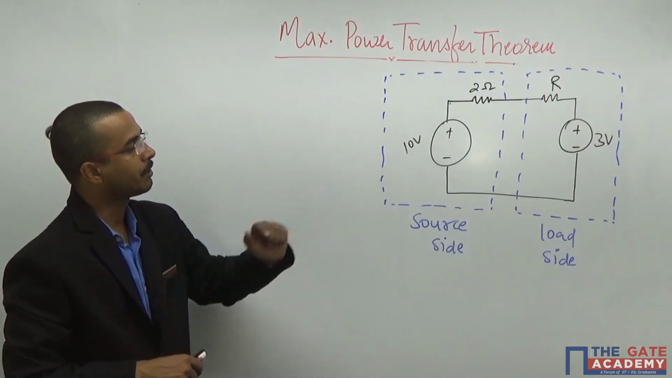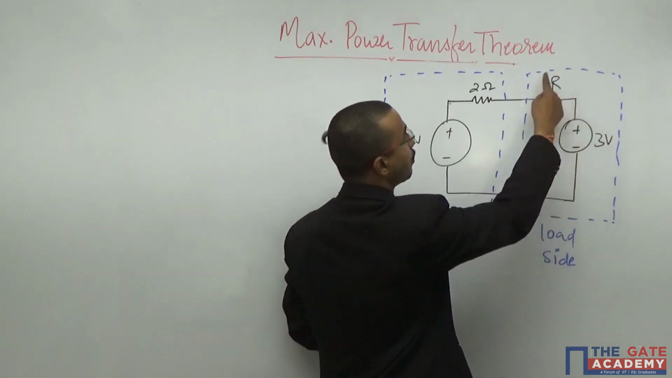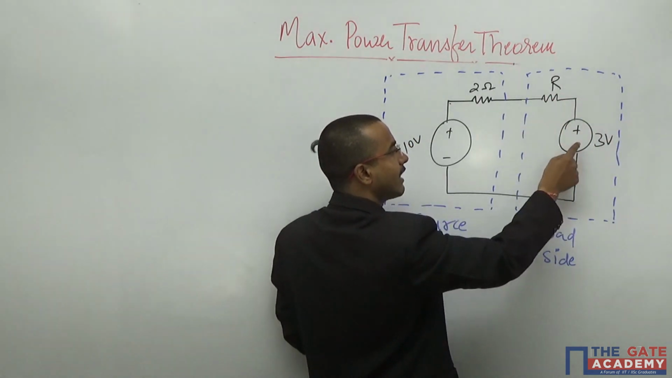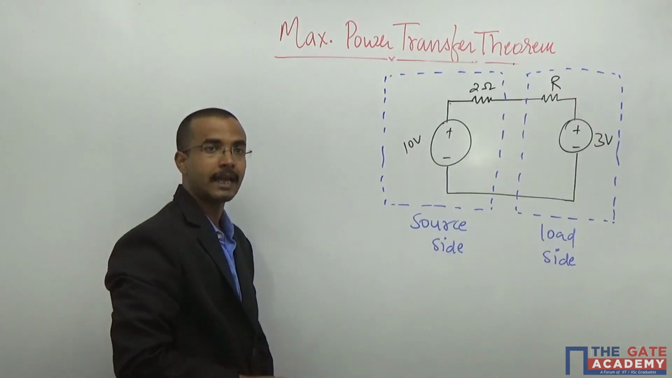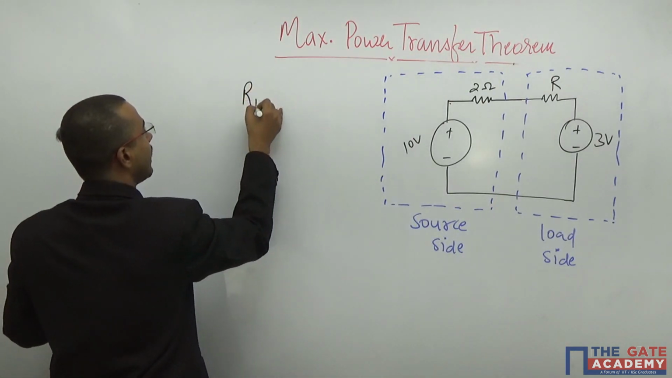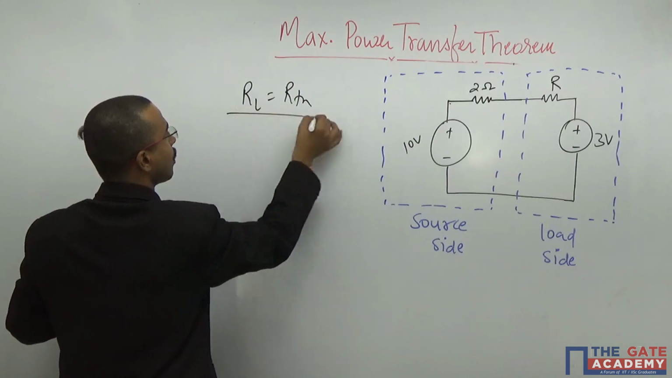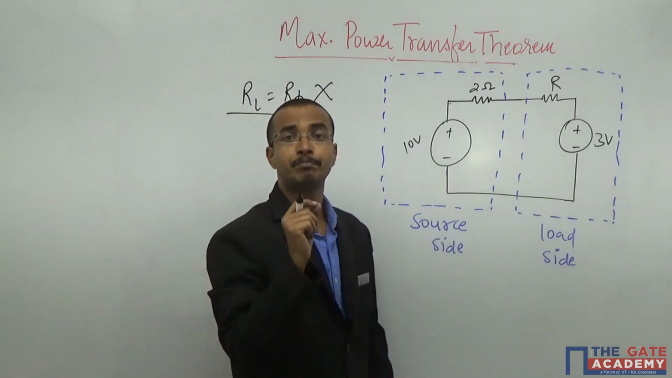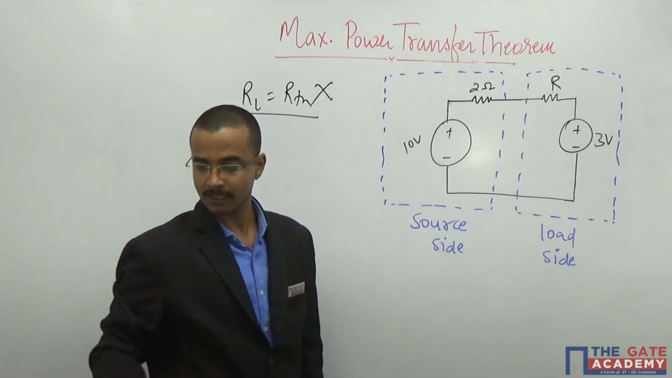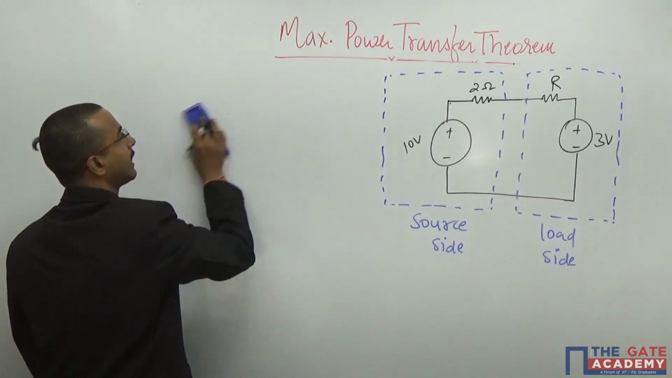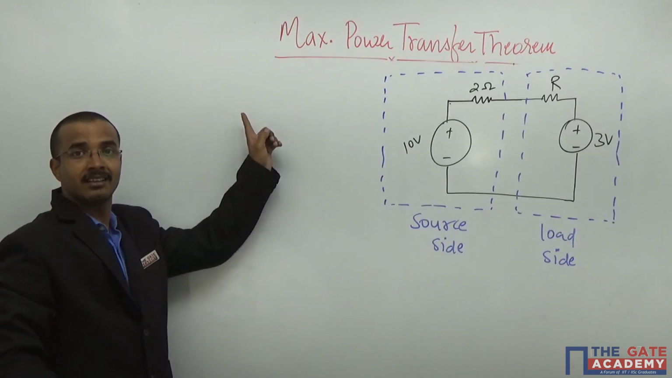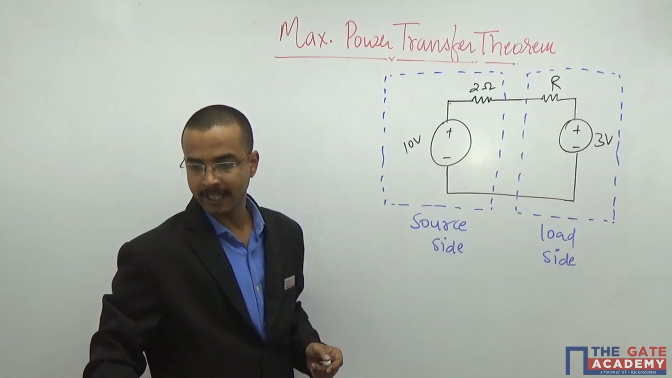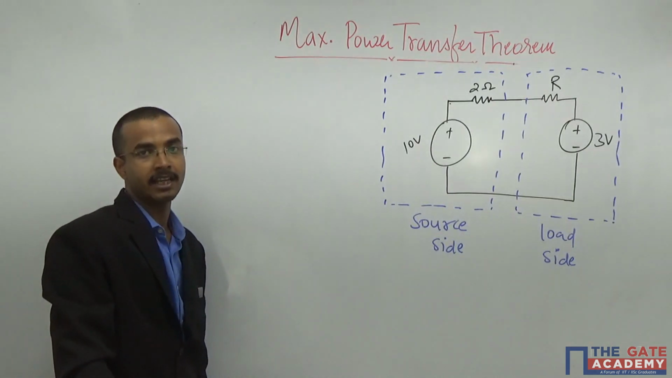But you can see from here, your load is not purely resistive. The load consists of the value of R as well as the 3 volt source. That means again, RL is equal to RTH is not valid, because for this the condition is that the load must be purely resistive. That means again, you do not have the freedom to apply this. But if you apply that, directly you will write R is equal to 2, which they have provided in the options. And you will get the negative marking from there.